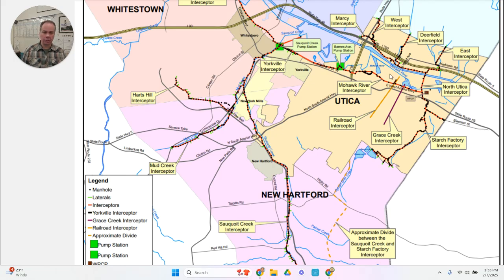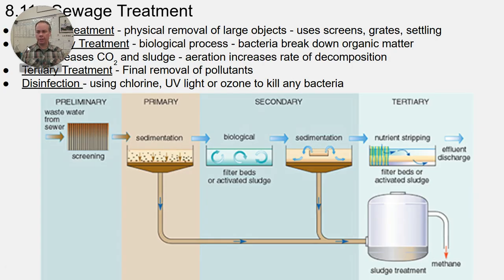It goes along Oriskany Street and near the train tracks and so forth over to the wastewater treatment plant. We can see the different other areas of our local area have different interceptors, but basically they all work in the same way. They all carry wastewater to the central facility, to the wastewater treatment plant. And then what happens to it there?